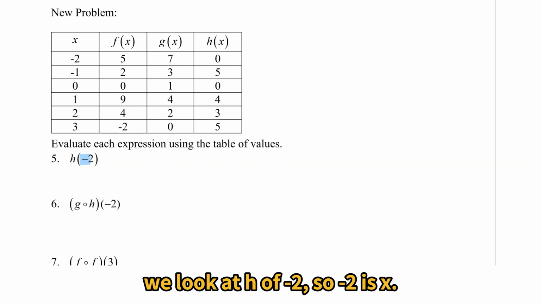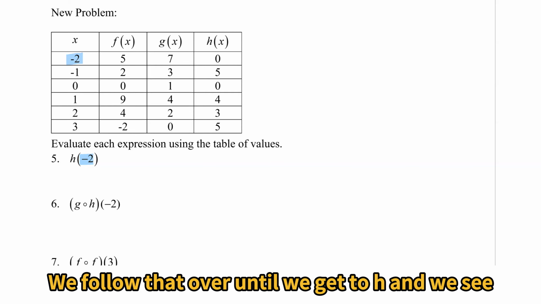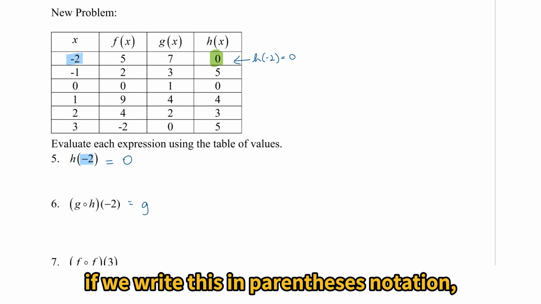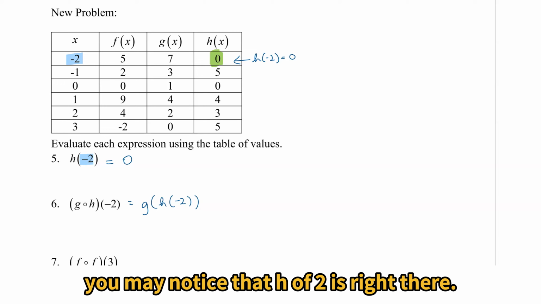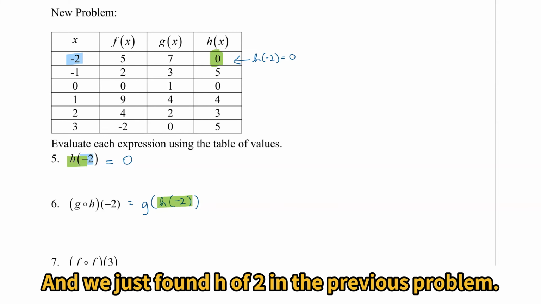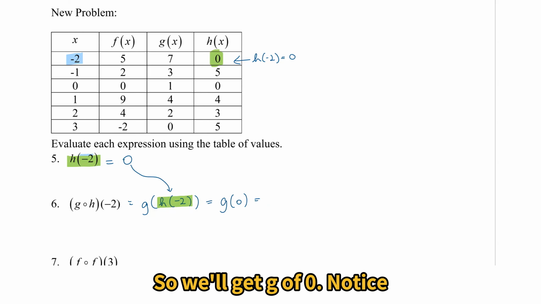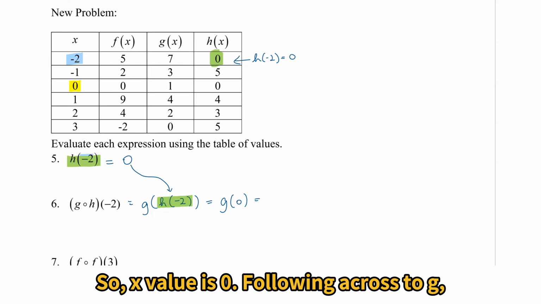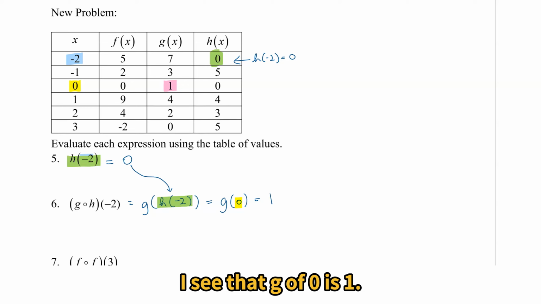In the new problem, we look at h of negative 2. So negative 2 is x. We follow that over until we get to h, and we see that h of negative 2 is 0. In number 6, if we write this in parentheses notation, you may notice that h of 2 is right there, and we just found h of 2 in the previous problem. So we'll get g of 0. Notice the previous y value is now my new x value. So x value is 0. Following it across to g, I see that g of 0 is 1.